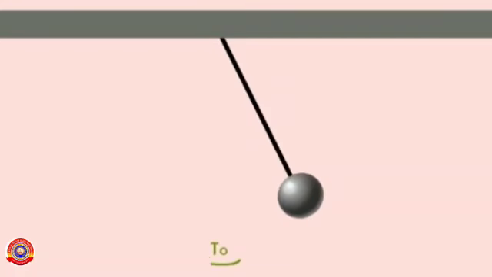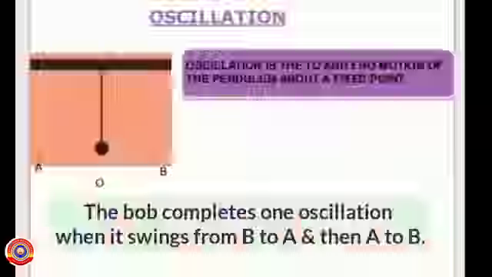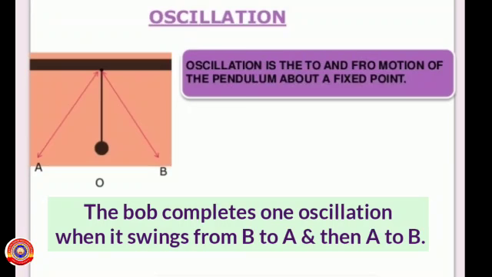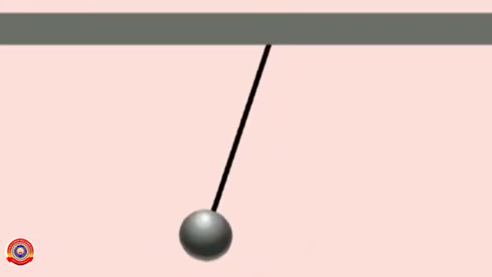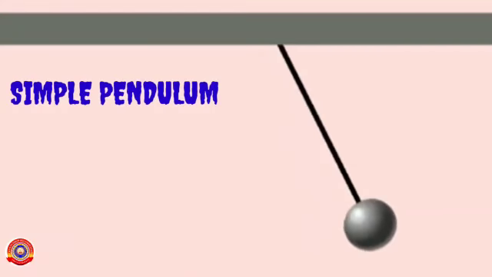You would have studied such a motion, and this type of motion is oscillation. Once again, oscillation is the to and fro motion of the pendulum about a fixed point. The bob completes one oscillation when it swings from B to A and then A to B. This arrangement is known as simple pendulum.